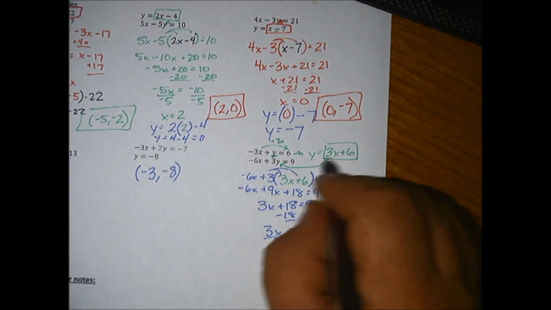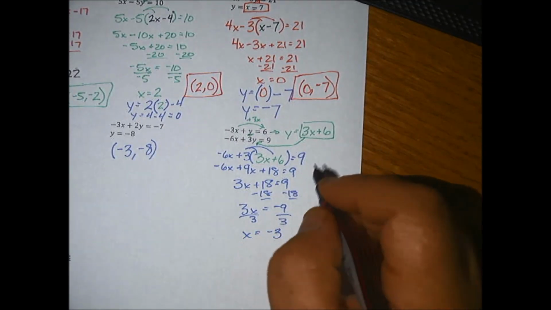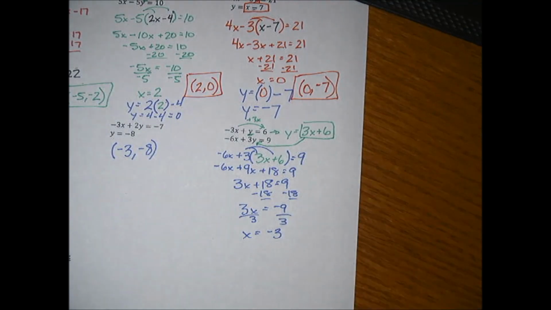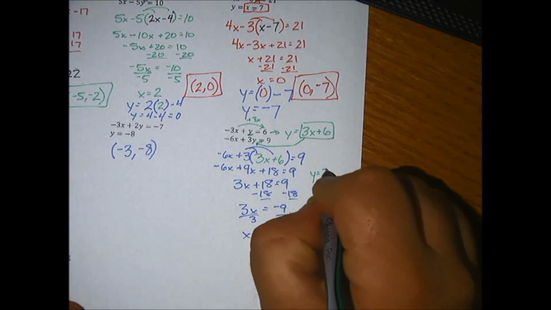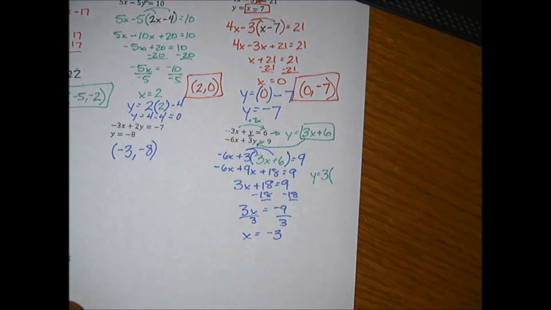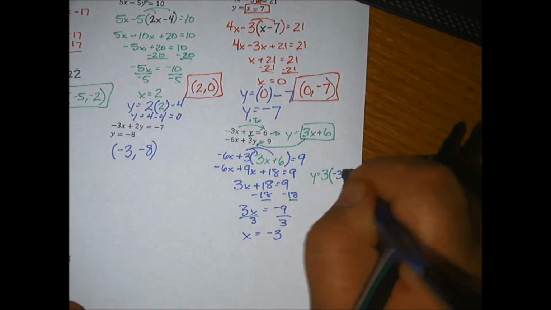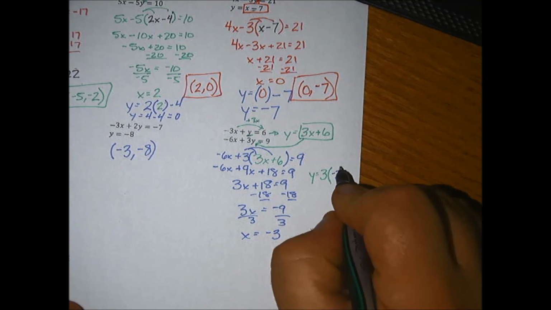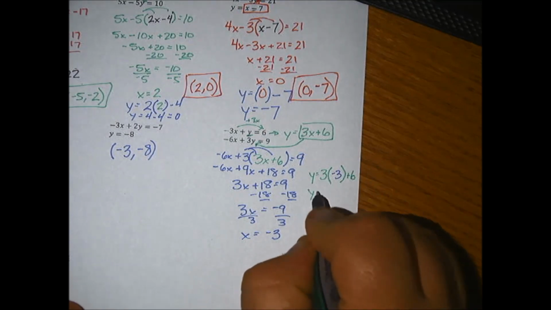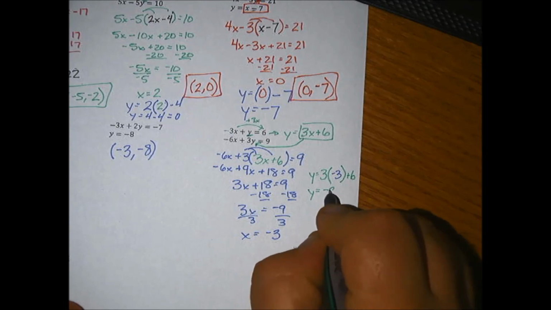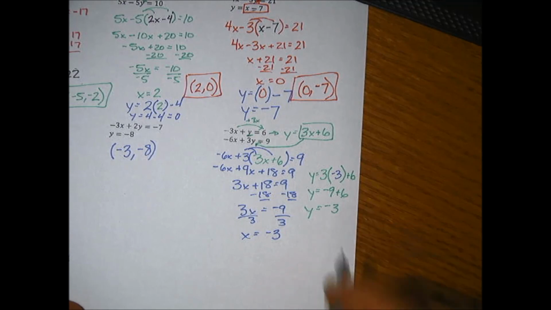So I'm going to use this equation that I made up here because it's usually the easiest one. Now I better go back to green for that. So y equals 3 times, well, what is x? X is negative 3. And then we have that plus 6 left over. So y equals 3 times negative 3 is negative 9 plus 6. So y equals negative 3 as well.